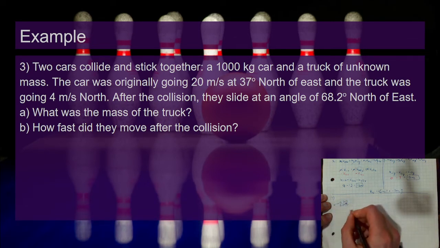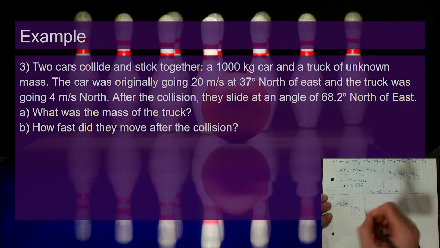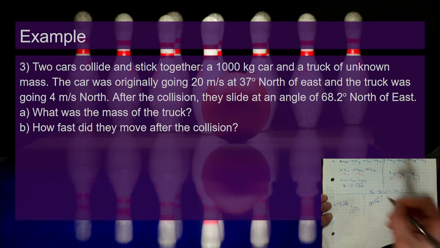We have our second object, which is coming in hot at 4 meters per second. I don't know why one of them is going 40 and one of them is going 8, but here we are. Where we don't know m2. And then for our after, we've got one stuck together object sliding off at 68.2 degrees north of east, and we don't know the velocity at the end.